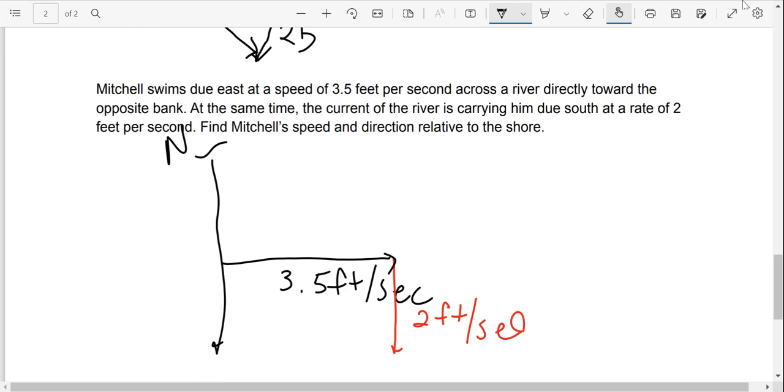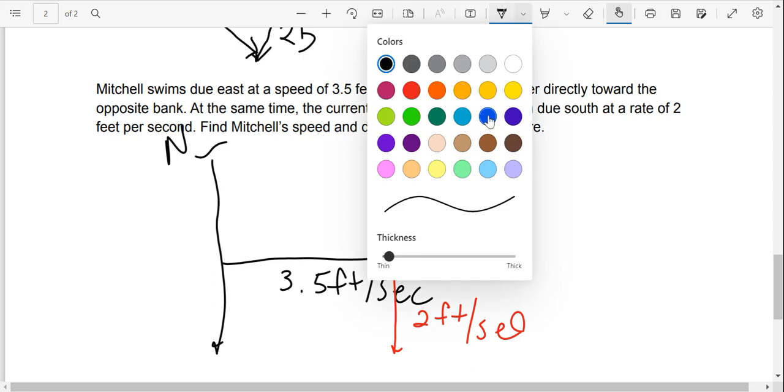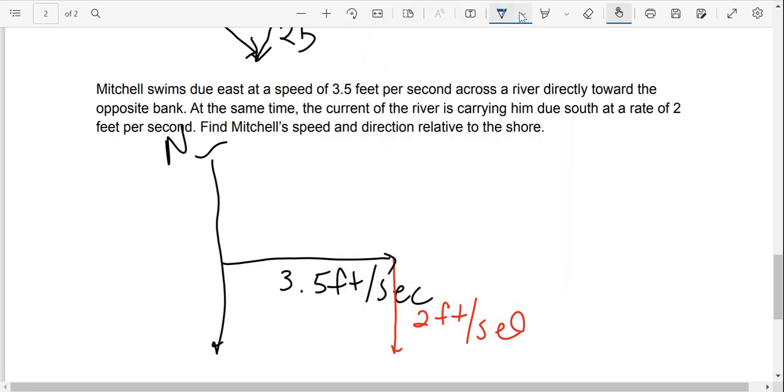All right, so we have a problem about Mitchell's swim. He's swimming east at a speed of 3.5 feet per second, and the river current is carrying him due south at a rate of 2 feet per second. Find Mitchell's speed and direction relative to the shore. So I drew north right here as a kind of reference. So we need speed and direction. I start with speed first.